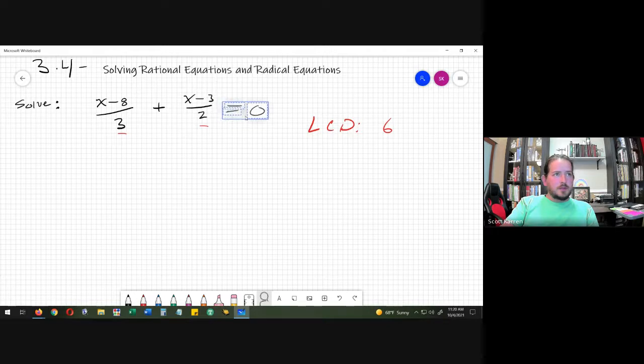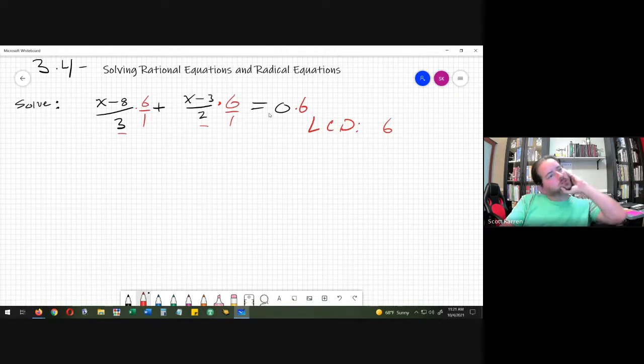I'm going to multiply both of these fractions by 6, just 6 over 1. The reason I can do that is because I'm using the multiplication principle of equality, which says if you multiply both sides of the equation by the same number, then you still have that equality.